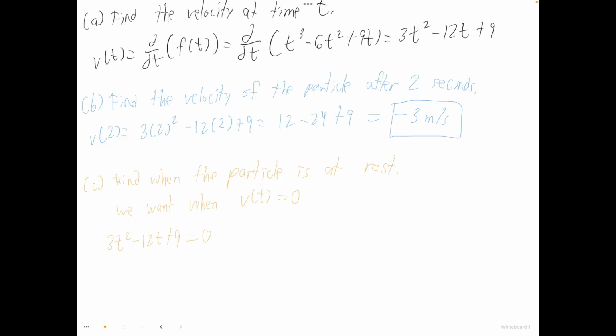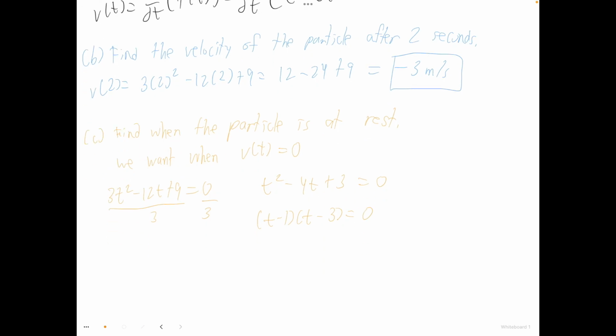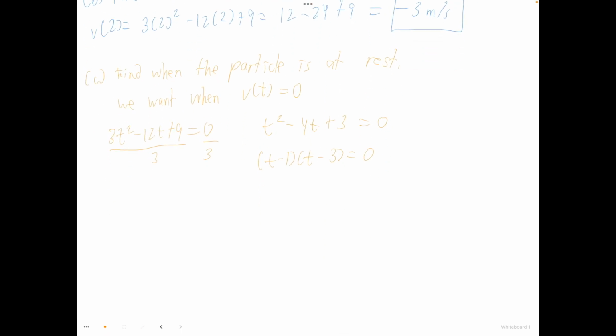So dividing everything by 3, we'd get t squared minus 4t plus 3 equals 0. And this is t minus 1 times t minus 3 equals 0. And the only way a product of two things can be 0 is if one of them is 0. And so that means that we're going to be at rest when t equals 1 or t equals 3. And so there are two places where we're at rest. When the particle is not moving, it's just standing still, essentially. And that's at 1 second and at 3 seconds.